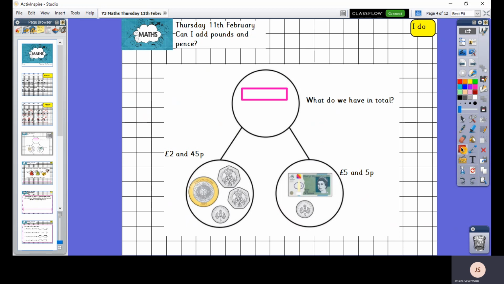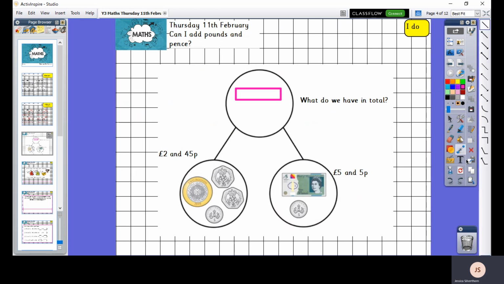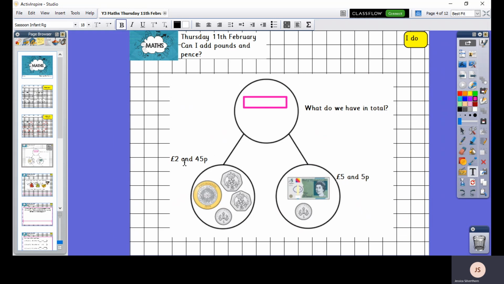So let's have a little think about what we've got here. The first thing I want to do is think about the pound coins. I want to add up the pounds first. So when I'm looking at the pounds, I can see I've got £2 and £5. So straight away, that tells me 5 add 2 is going to give me £7. There we go.